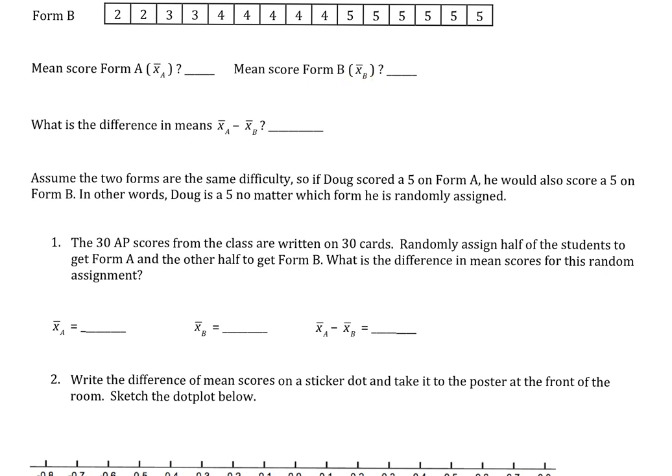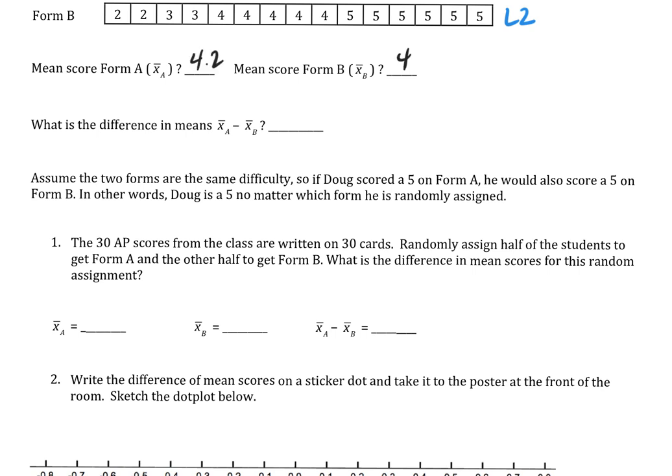So what we're going to do is take a second. We're going to pause. We're going to put Form A data into list 1 of your calculator and Form B data into list 2 of your calculator. You're going to run the one variable stats on these to find those average scores. So go ahead and pause the video and do that now.